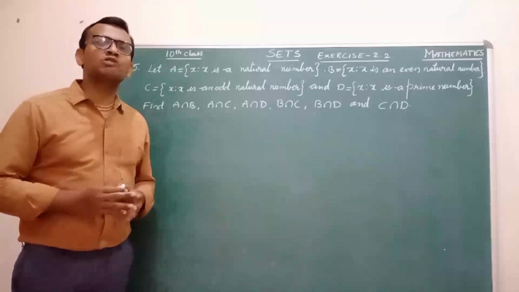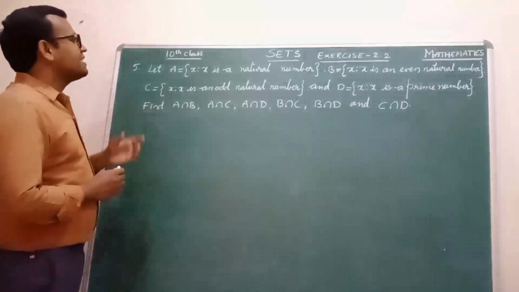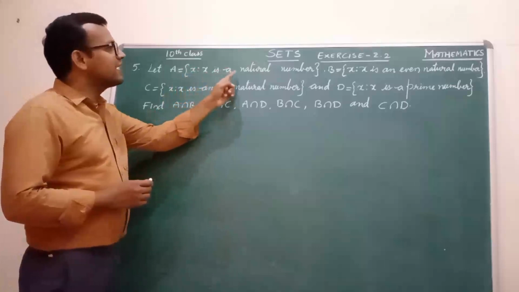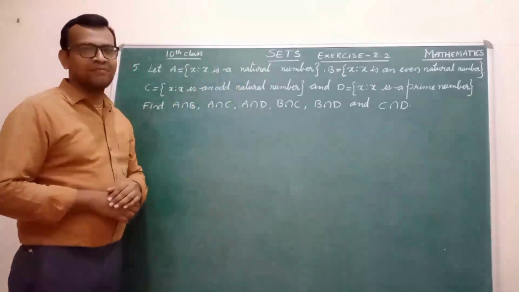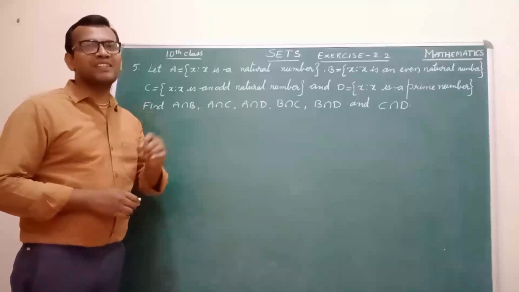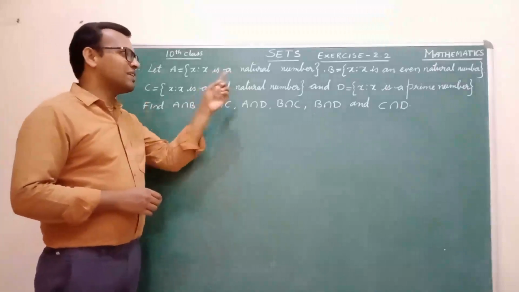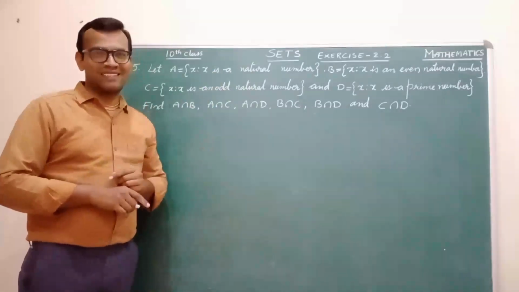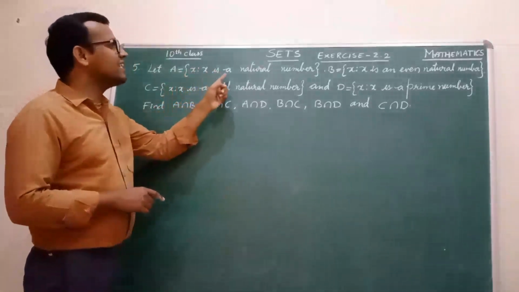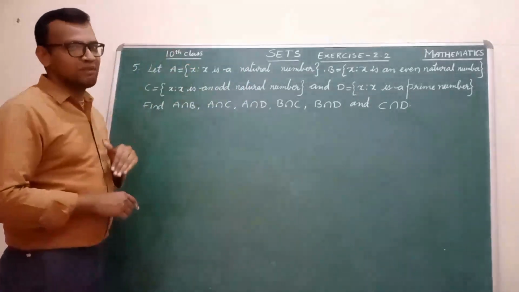Now let us move to fifth problem. Now the problem is like this. Let A is equal to set of X such that X is a natural number. Children, here the sets are given in their set builder form, where the property of the elements will be given, but not all the elements are listed like roster form. Now here A is equal to X such that X is a natural number. So let me convert all these sets into roster forms.